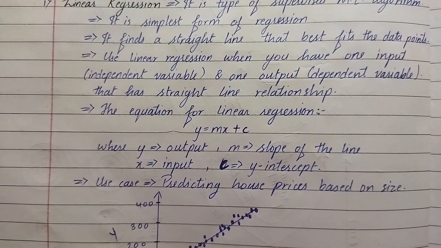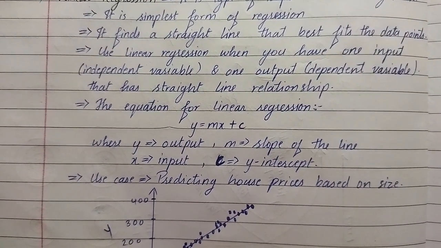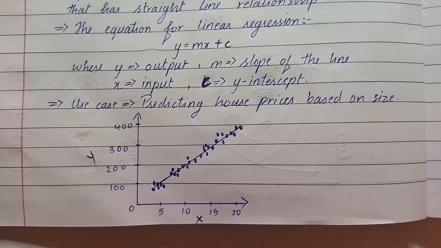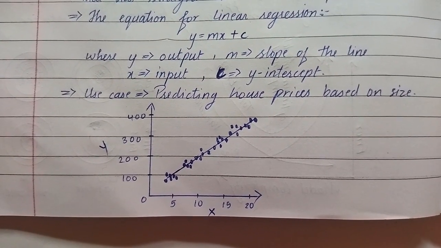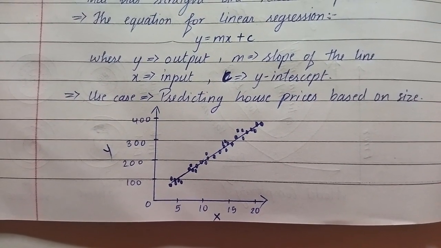So the use case for linear regression is predicting house prices based on size. This is how the linear regression graph looks like. There is one line, that is a straight line that divides the data points.